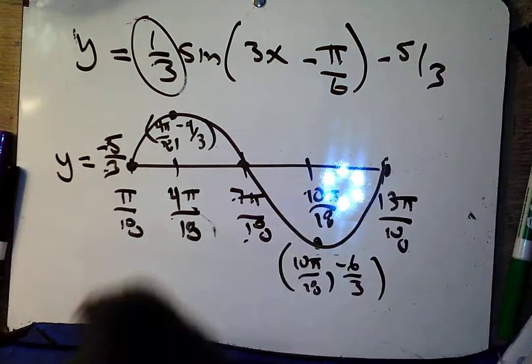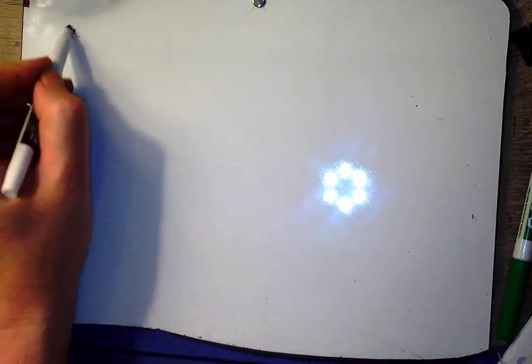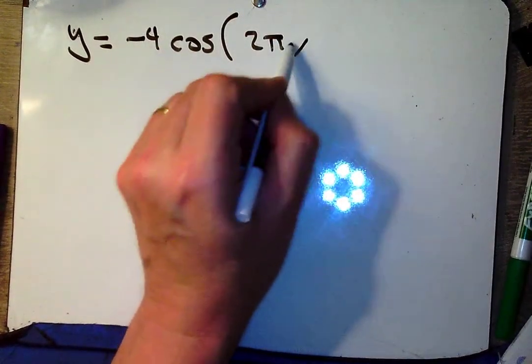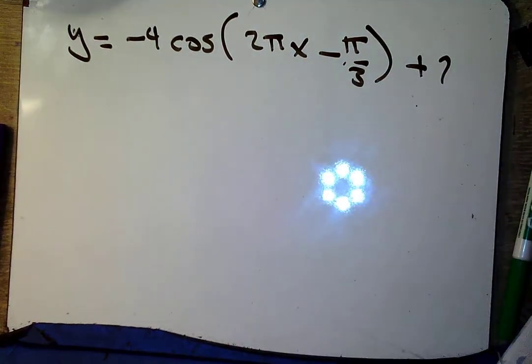That's all it is. See, it's getting a little faster, isn't it? Like you're getting a little more comfortable with the process. How about this one? Y equals negative 4 cosine 2 pi x minus pi over 3 plus 7.